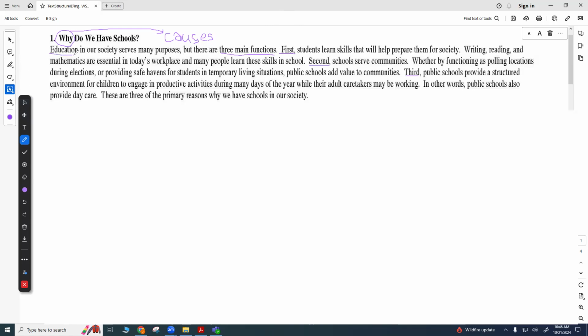Good. And not just education, right? But we're kind of looking at it at this very societal level, right? And so once again, the cause is society or education, and it will have specific effects on our society, okay? And so they talk about three main functions of schools, and how that plays back.